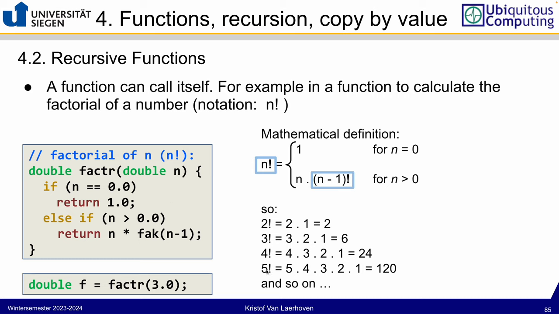Do I have something wrong here? No, not here, in the code part. In the code, if n is 0, then I return 1. That's the first part over here. Else, if n is bigger than 0, well, okay, I'm making sure that I don't have the negative parts here, but else, then I return n times the factorial of n minus 1. Right? So that is correct.